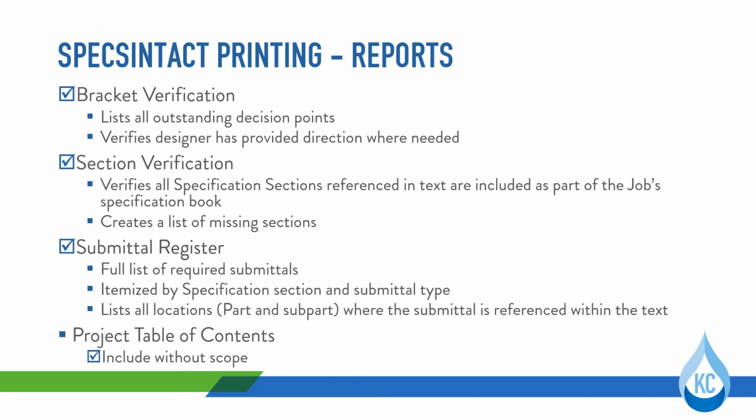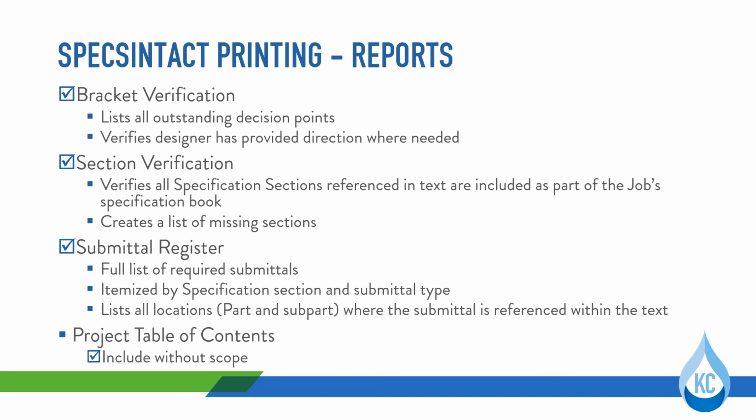Section verification verifies that all specification sections cross-referenced within each individual section are included in the overall project manual. It will create a list of sections that are referenced in the body of the text but not included in the table of contents. So this is a good check for you to make sure that you're not referencing any specification sections that you've left off the project altogether.